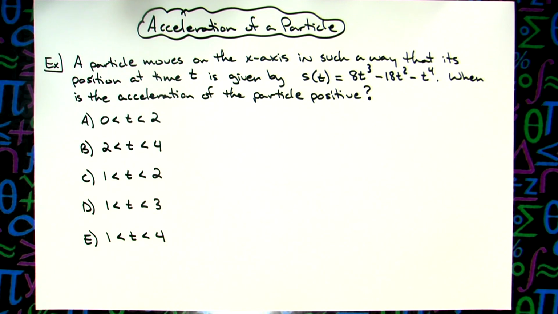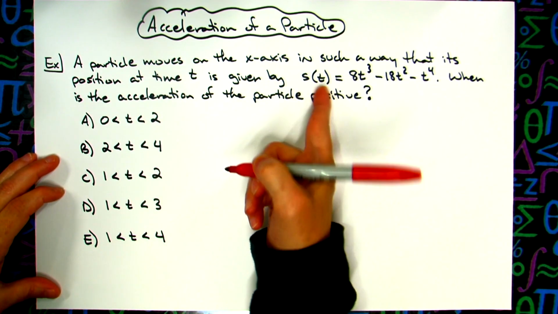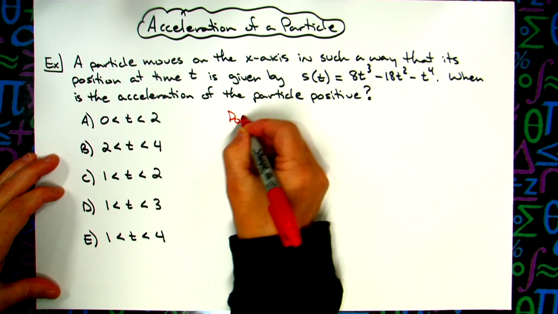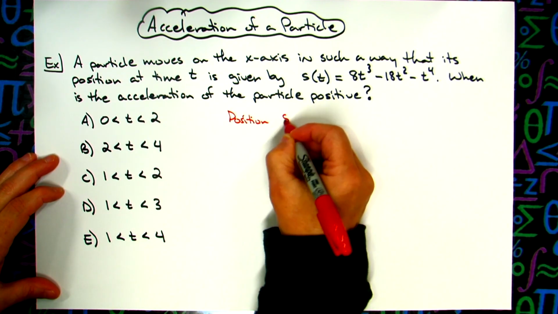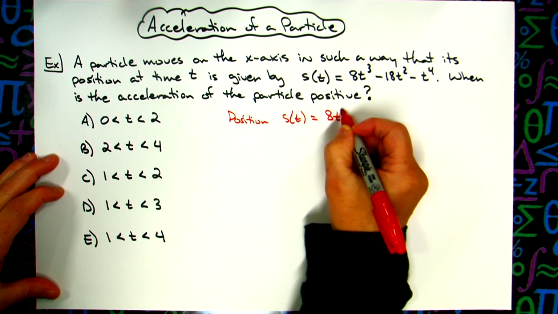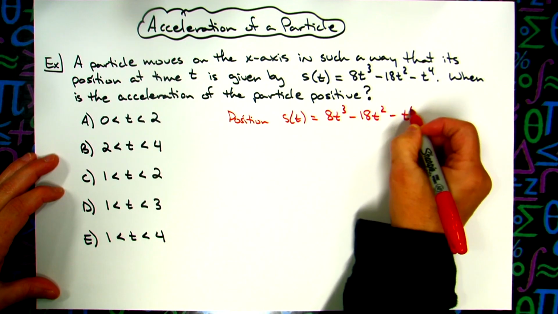All right, so you need to understand the position function, the velocity function, and the acceleration function and how they are related. So we're going to start with that position function. Let's just label it as the position function. It is s of t. So we'll go ahead and write it down: 8t to the third minus 18t squared minus t to the fourth.